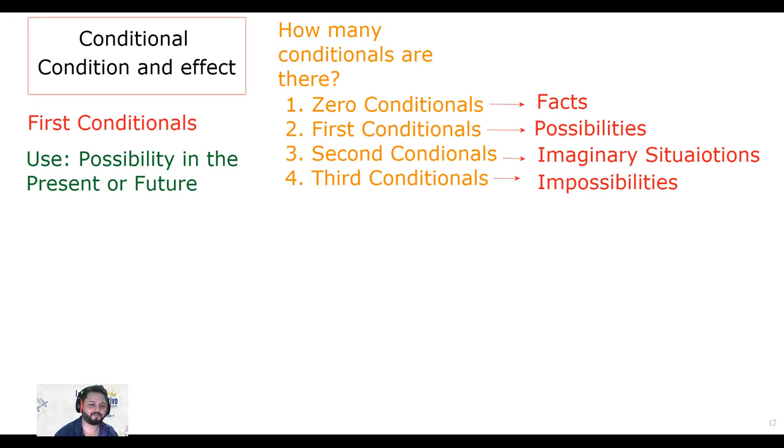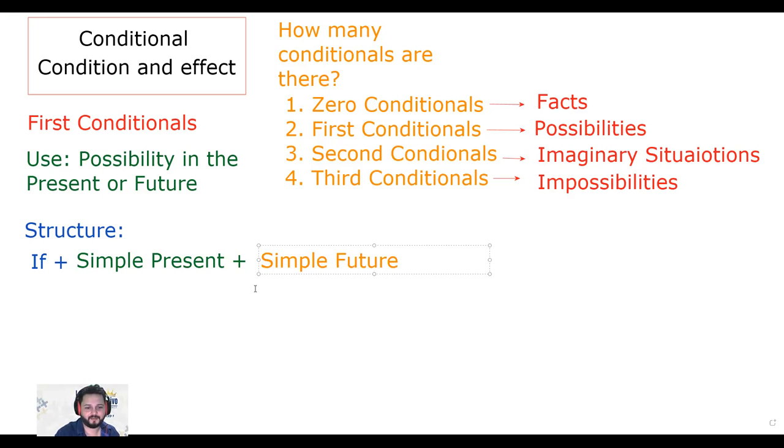All right, let's take a look at the structure. So the structure goes as following, guys. You have an if word, followed by, this is gonna be an if clause, called an if clause, the whole thing. So you have if plus simple present plus simple future, guys. Okay.